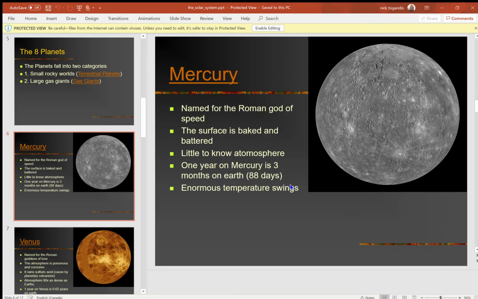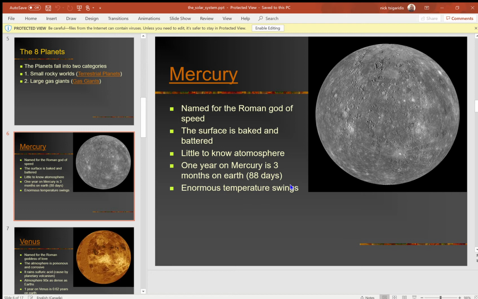Mercury. Mercury is named after the Roman god of speed, right? So the surface is very baked and battered. It has a very thin atmosphere. And so because there is no atmosphere, that means there's not going to be any winds or any precipitation or anything like that to minimize the effects of the surface features. And so when Mercury gets hit by an asteroid or any large object, the crater that's produced is the crater that will be there.